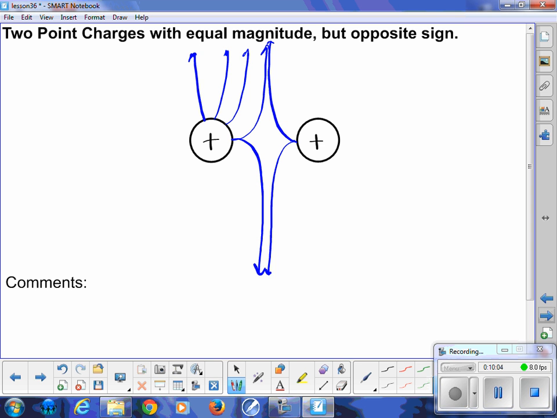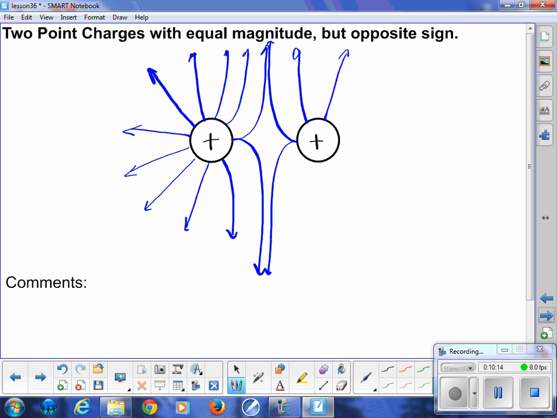And on this side, it kind of just goes straight out. It's already emanating outward. It's just when you're in a little bit closer that they do have to curve a little bit. And we get a field system that looks like that. All right, so what does that mean?